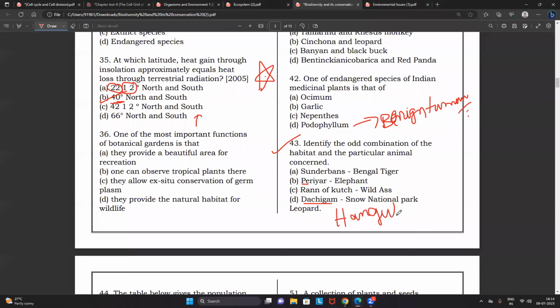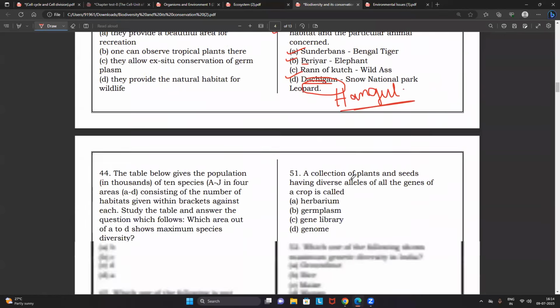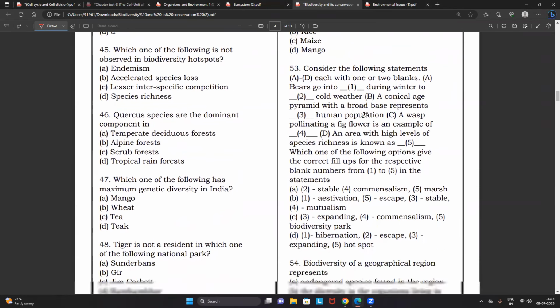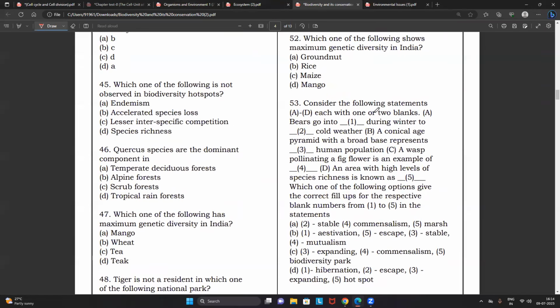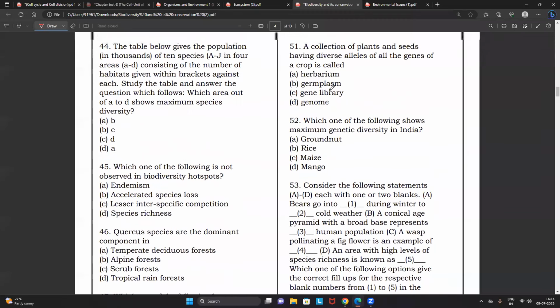Okay. It is one of the beautiful wildlife reserves in our India, right? Rann of Kutch is right. Periyar elephant is right. Sundarbans is also right. Then the correct one is what, friends? This one, which is the odd combination. No need to get confused with that particular point. No need to think, friend. I want you people to think very slowly and answer from now onwards.